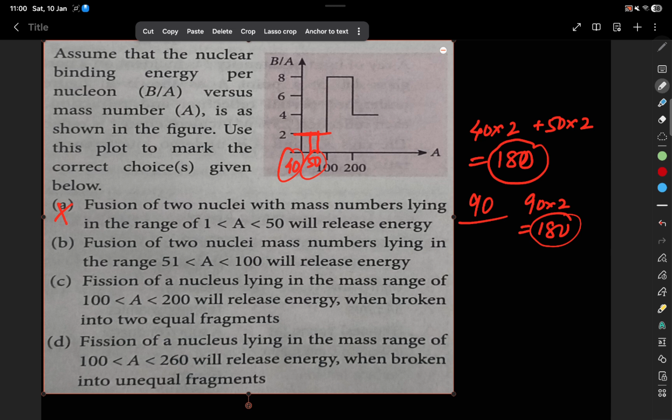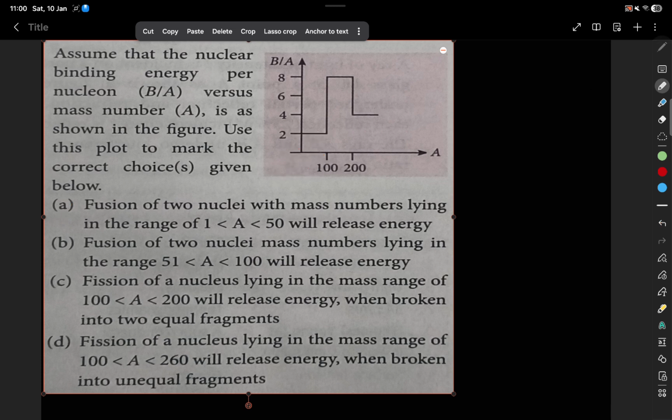Now the second option, fusion of two nuclei, mass number lying in the range 51 ≤ A ≤ 100. So for the second option, I will be doing it for 51 to 100. Let's say I am taking 60 and another one I am taking 90. So 60 into 2 is 120 binding energy, 90 into 2 is 180.